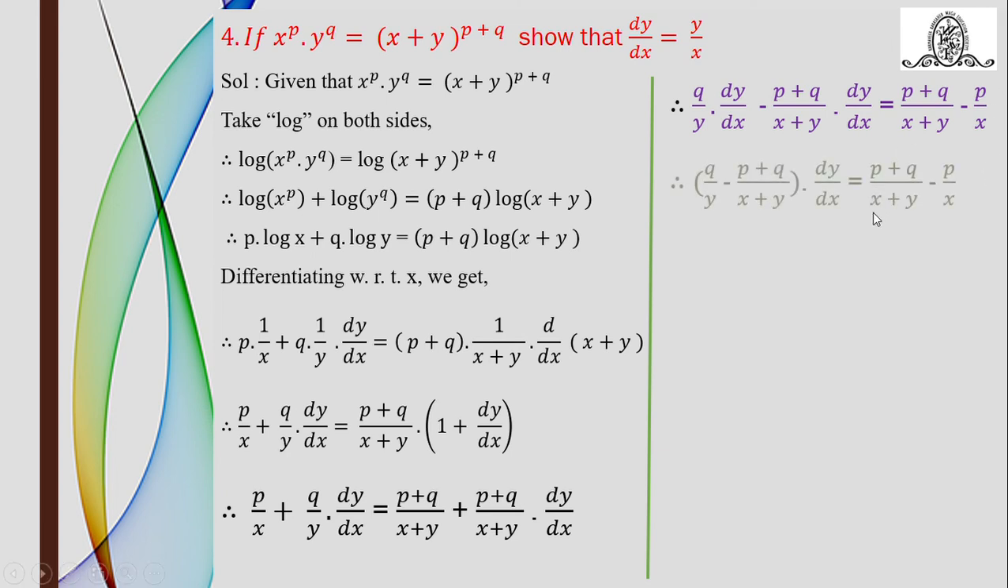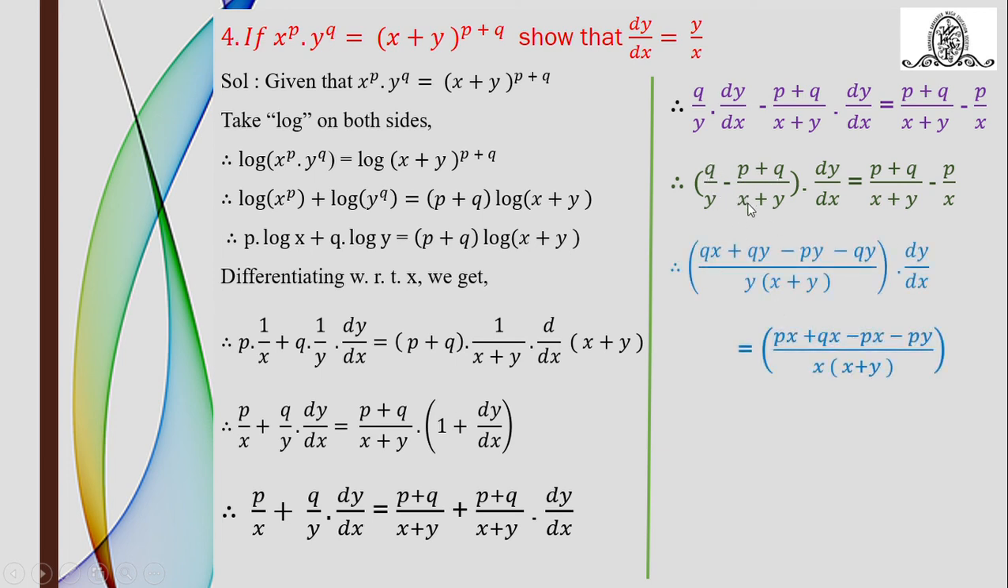After that take dy by dx common from these two. So q upon y minus this fraction, into dy by dx, and the RHS is still there as it is. Now see what we have to prove. We have to prove that it is simply equal to y upon x. So definitely we have to simplify these two terms, meaning the bracket and the RHS also. What is that simplification? Let's see. After cross multiplying, q into x, q into y, so qx plus qy minus py minus qy, whole divided by y into x plus y.